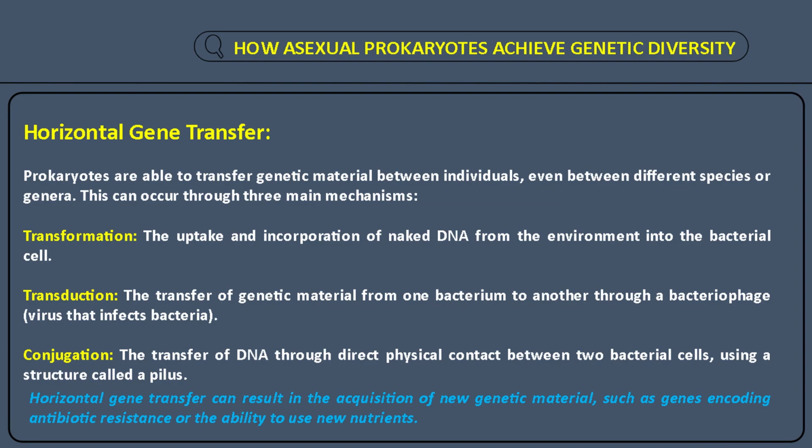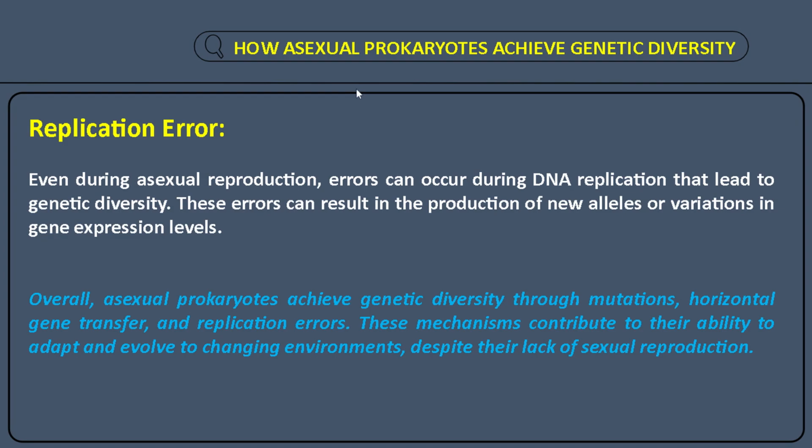All right, let us now proceed with replication error. Even during asexual reproduction, errors can occur during DNA replication that lead to genetic diversity. These errors can result in the production of new alleles or variation in gene expression. Replication error refers to a mistake that occurs during DNA replication, the process by which cells make copies of their DNA prior to cell division.